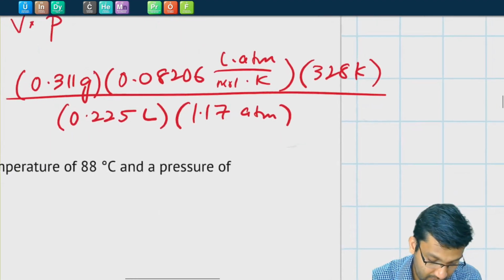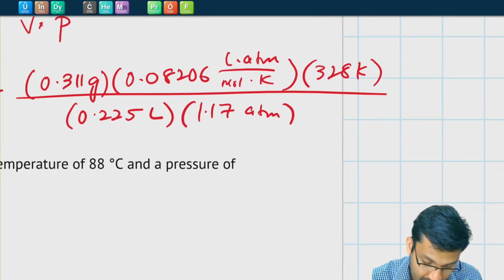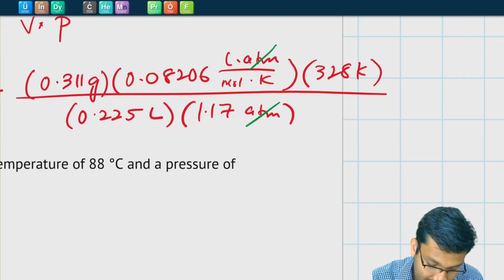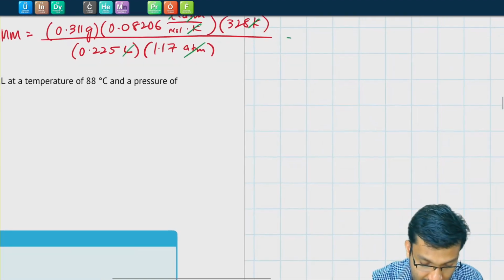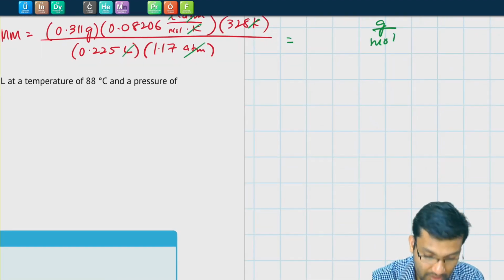All right, here's the fun part. Cancellation of units. We got grams with nothing. Okay, we got atmospheres with atmospheres, liters with liters, Kelvin with Kelvin, and we're left with grams over moles, which is exactly what we wanted. Grams over moles because it's the molar mass.